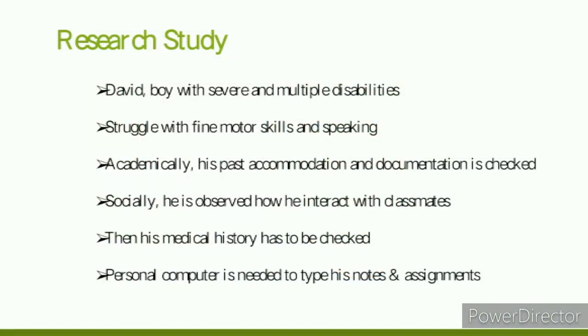I have read a case study about a boy named David, a 14-year-old boy with severe and multiple disability. He has cerebral palsy. He is able to walk, but he struggles with fine motor skills and speaking. He was put into an inclusive classroom, but he receives occupational and physical therapy, and he is often pulled from the general classroom. He is a nice boy. He gets along with other classmates very well in the class, and he doesn't have a major behavior issue.